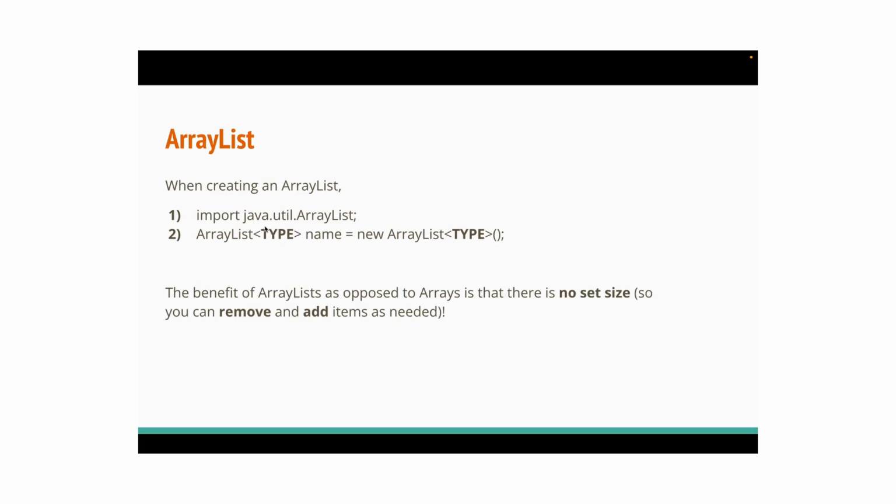Now, what is type? Well, type in this case is whatever type of class you're initializing it as. So for example, if I wanted to make an ArrayList of, let's say, cars, then I would say ArrayList Car name equals new ArrayList Car. And the benefit of ArrayLists as opposed to arrays is that there is no set size, so you can remove and add items as needed. In arrays, you have to set the size up front, like for example, I want to have an int array of exactly 5. But for this one, you can create an ArrayList that is completely empty. It has absolutely nothing at all inside of it, and then you can add things as you go. So you don't need to know how big your ArrayList is going to be when you start off creating it.